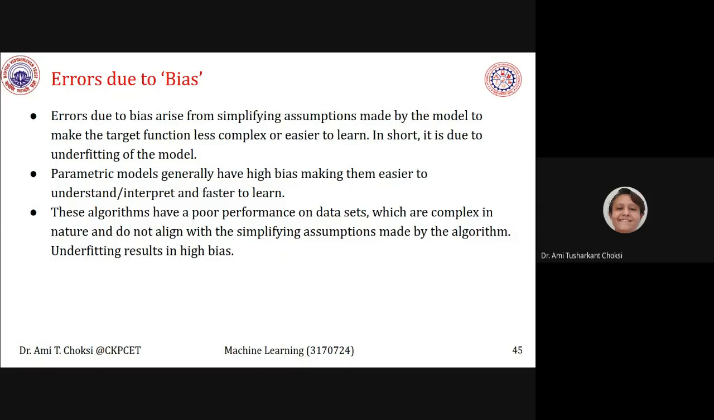Parametric models generally have high bias, making them easier to understand or interpret and faster to learn. These algorithms have poor performance on data sets which are complex in nature and do not align with the simplifying assumptions made by the algorithm. Underfitting results in high bias.